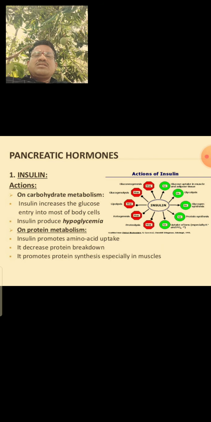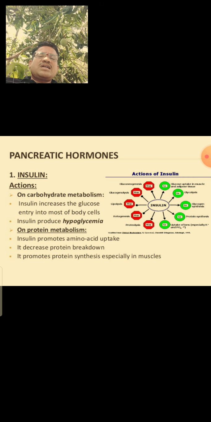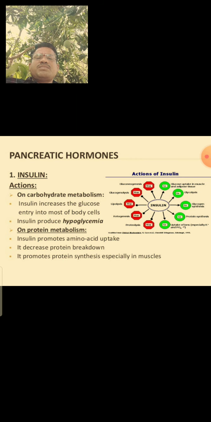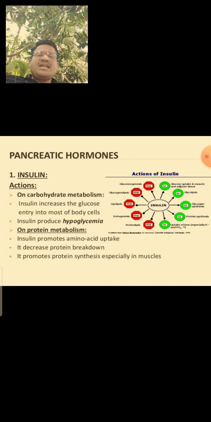Now insulin. Generally, beta cells secrete insulin. And what are the actions of insulin? On carbohydrate metabolism, insulin increases glucose entry into most body cells. Insulin produces hypoglycemia. On protein metabolism, insulin promotes amino acid uptake, decreases protein breakdown, and promotes protein synthesis, especially in muscles. So, nothing but insulin is involved in carbohydrate metabolism.